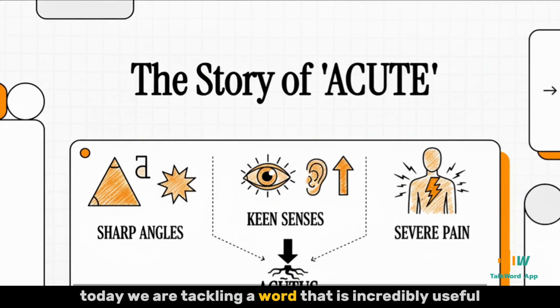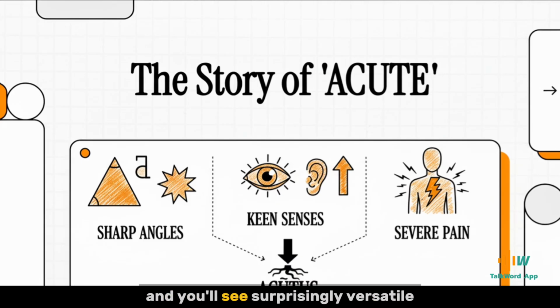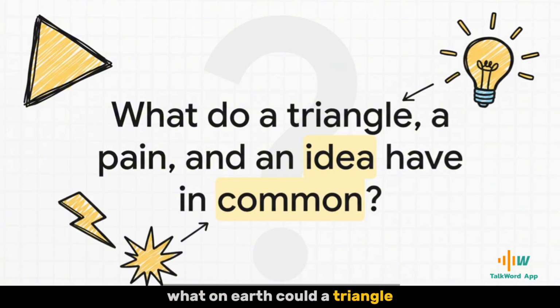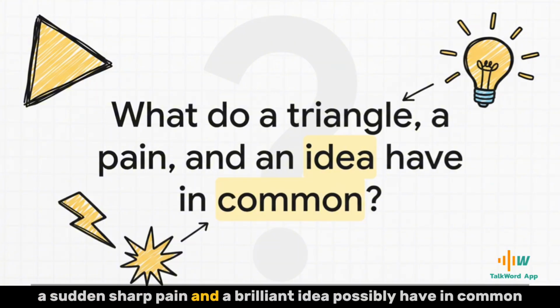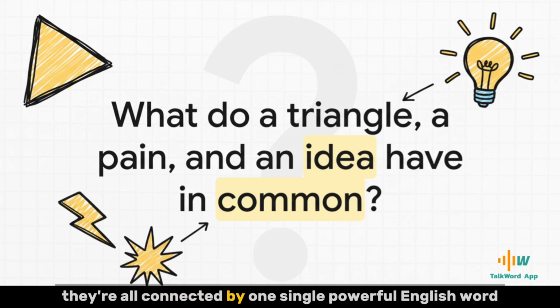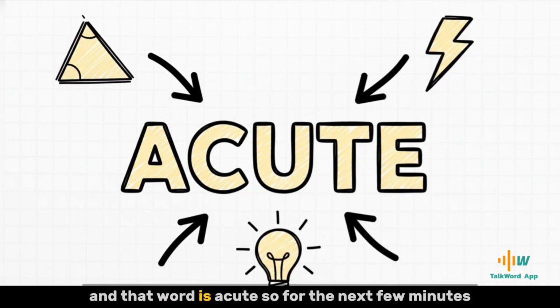Today, we're tackling a word that is incredibly useful and, you'll see, surprisingly versatile. All right, let's kick things off with a little bit of a puzzle. What on earth could a triangle, a sudden sharp pain, and a brilliant idea possibly have in common? I mean, they seem totally unrelated, right? But believe it or not, they're all connected by one single powerful English word. And that word is acute.